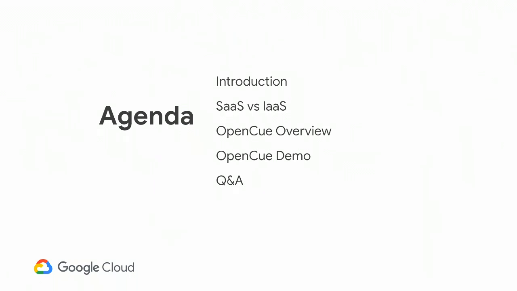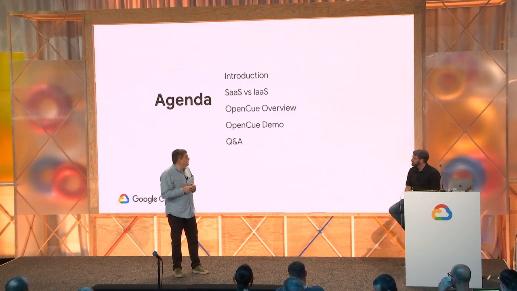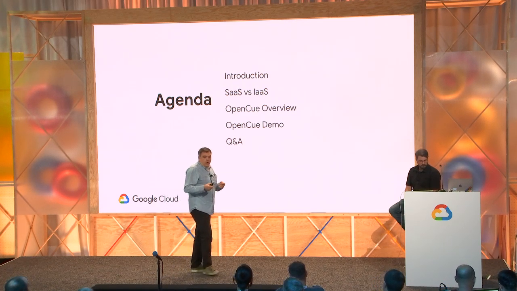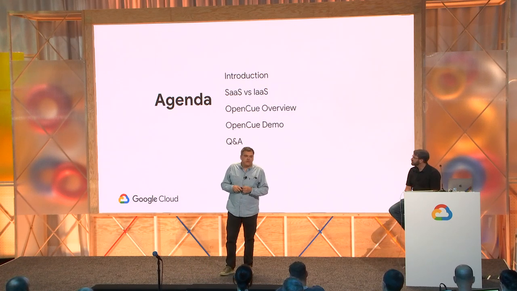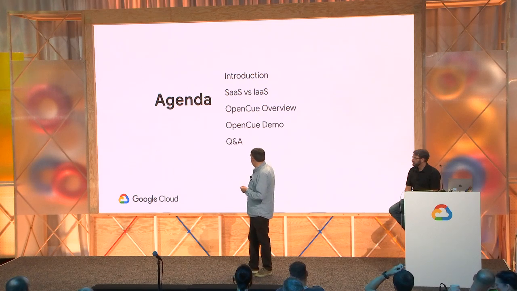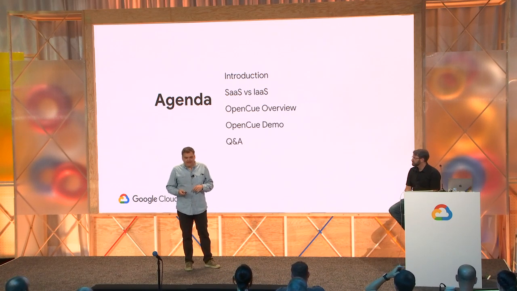First thing we're going to do is talk a little bit about what problem we are trying to solve. And then I'll introduce to you two different ways that we can solve it on GCP. And then we'll do an overview of a new tool that we've open sourced in collaboration with Sony Pictures Imageworks called OpenCue. And then we'll do a live demo, fingers crossed. And then Q&A at the end.